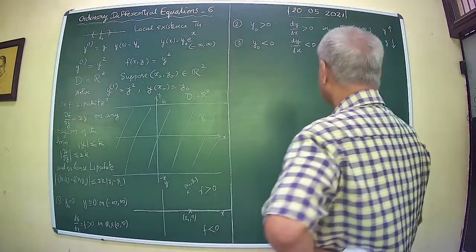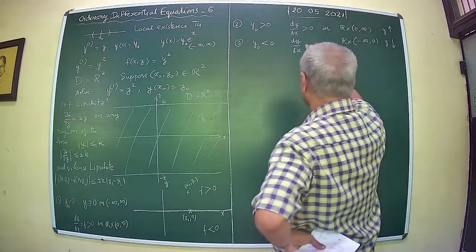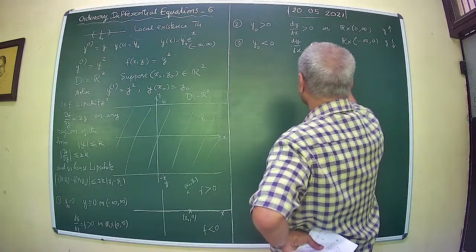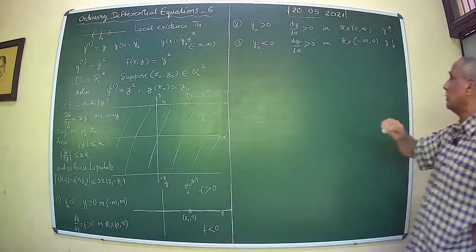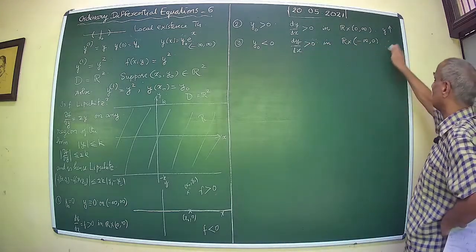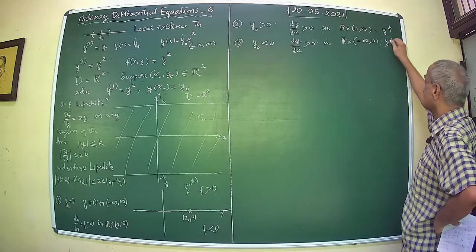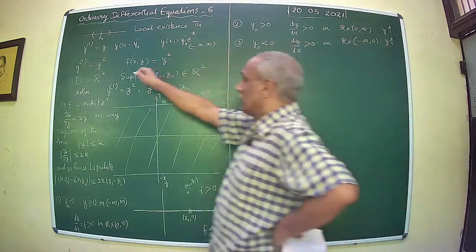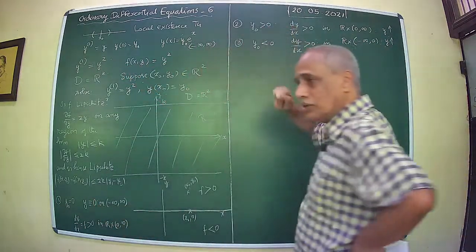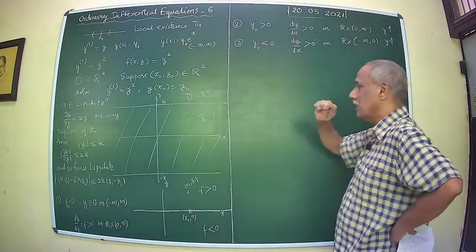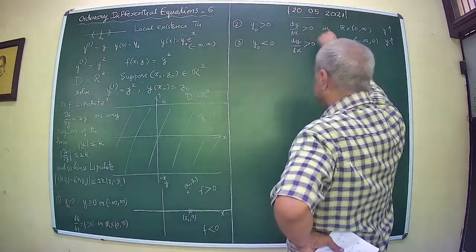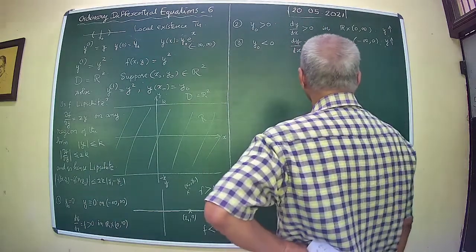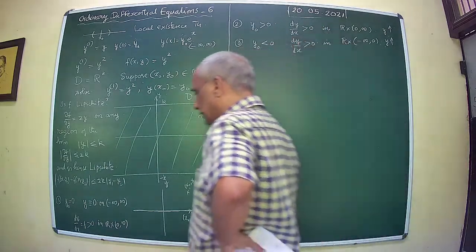Oh, sorry. I'm sorry. Here also it is positive, and therefore this is monotonically increasing. Sorry, because we are taking f of x, y equal to y square, and y square is always positive. So in both these situations, y is a monotonically increasing function.